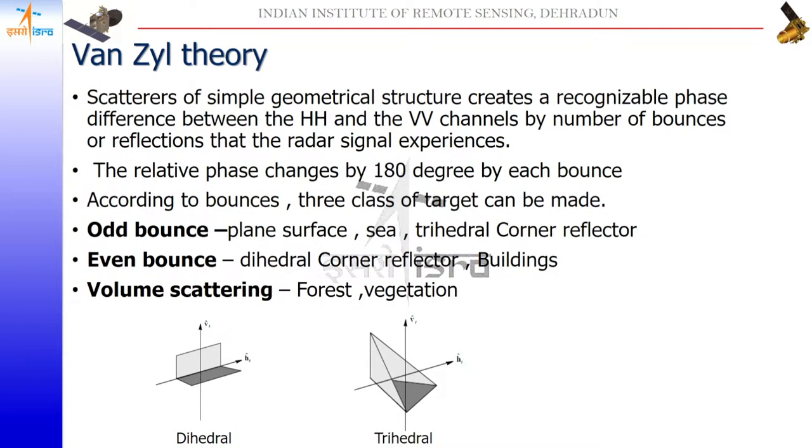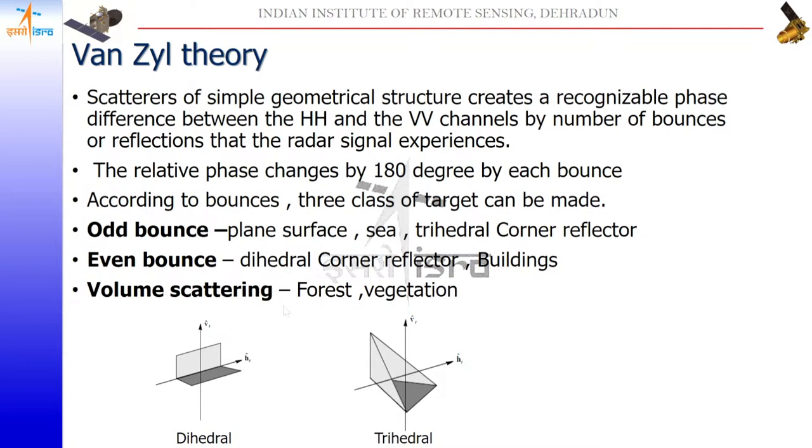So we have one theory based on the scattering of different scatterers. Scatterers of simple geometrical structure create a phase difference between HH and VV polarization by the number of bounces or reflections that the radar signal experiences. The relative phase changes by 180 degrees with each bounce. If it is surface scattering, there will be no bounce, the radar simply interacts and goes back, so there will be no phase change.